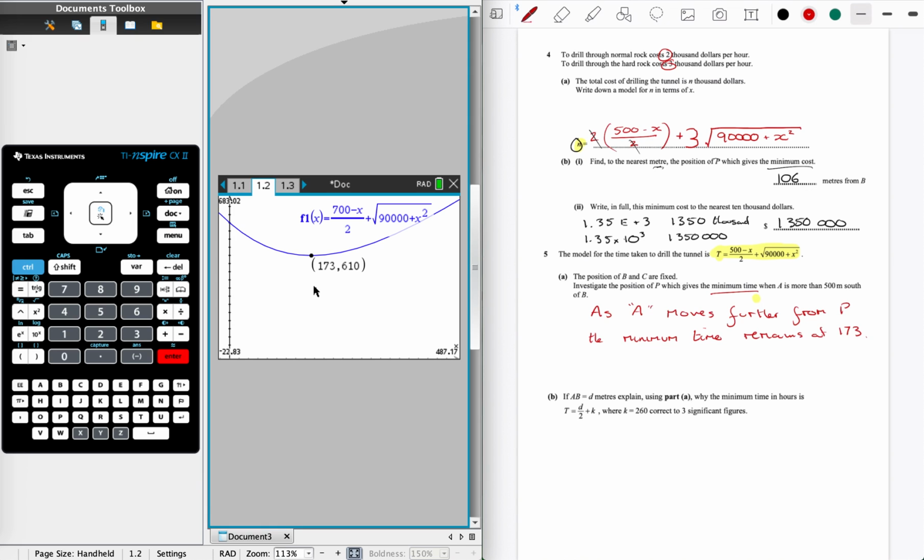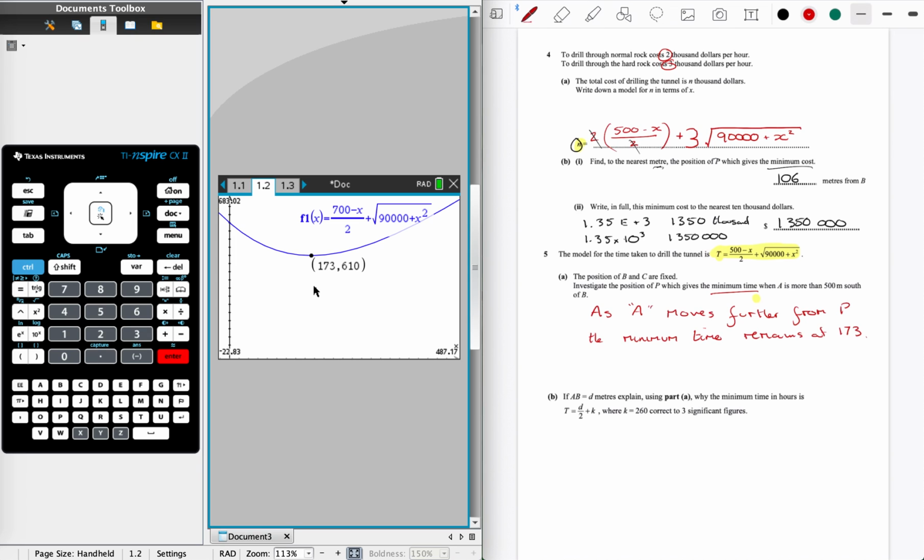Okay, we're really close now. 5 part B, last couple of marks. If AB is equal to D meters, explain using part A why the minimum time in hours is T equals D over 2 plus K, where K is 260, correct to 3 significant figures. Okay, this seems a bit strange. It kind of looks similar to what we've got, but there's some strange notation going on. How am I going to piece this together?